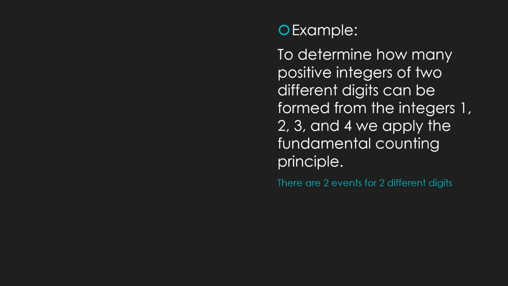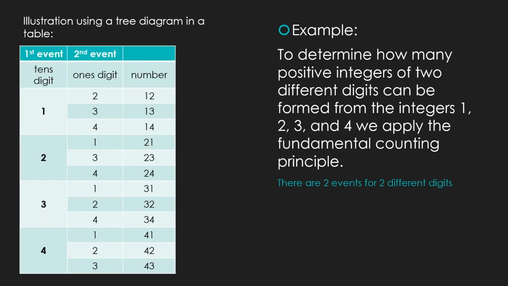So again, there are two events for two different digits. The first one is to choose the first digit, and the second one is to choose the second digit. And of course, we have to take into consideration that the two digits are not the same. They have to be different. In here, the first event is the tens digit, the first digit. Since it is the first event, there would be four possible ways that you can choose. It's either 1, 2, 3, or 4.